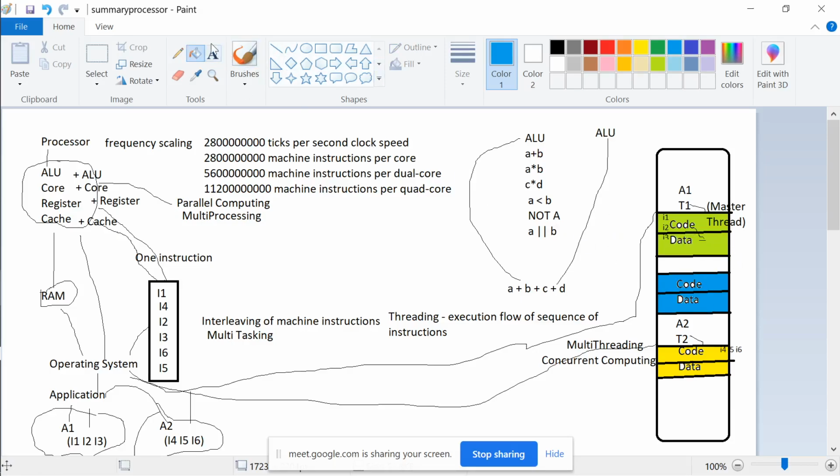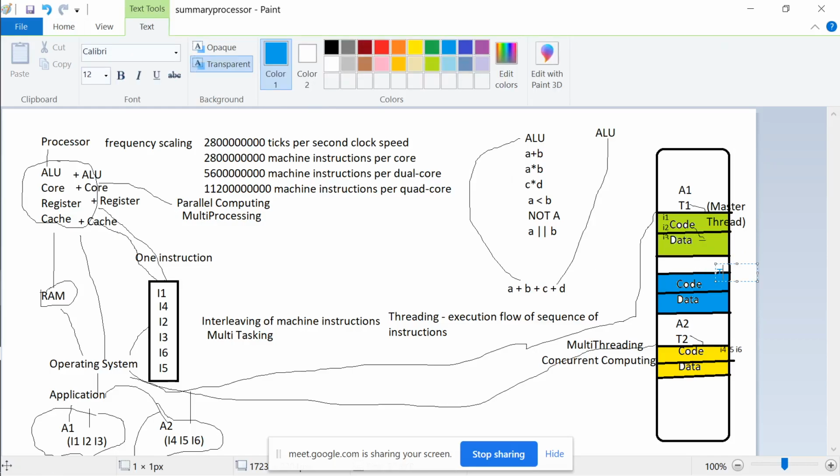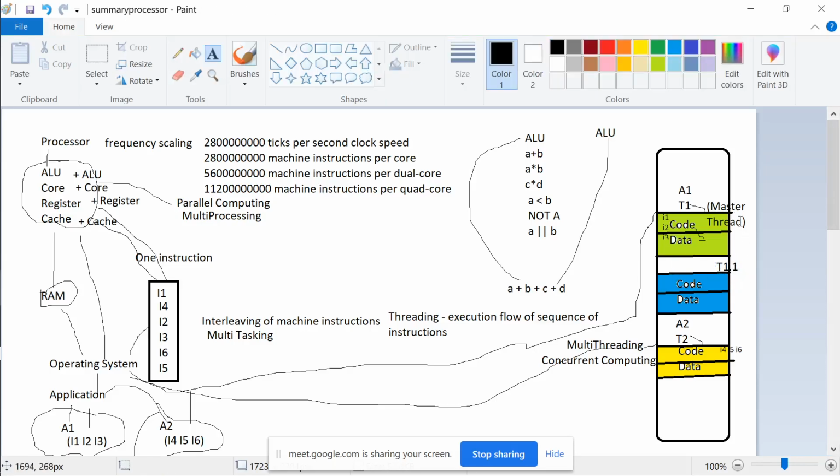So this is which thread now? This is your child thread, you can see. So this is like T, black color. So this is like T 1.1. So again, as I said, T 1.1 is a child of the master thread.